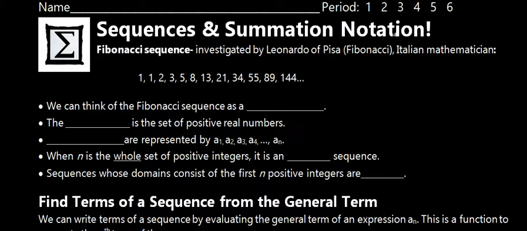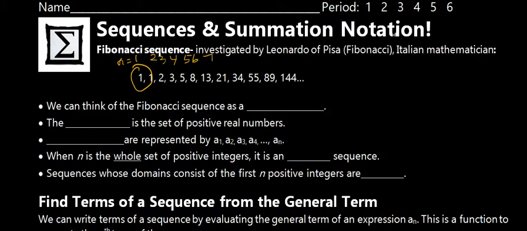Let's consider the Fibonacci sequence 1, 1, 2, 3, 5, 8, 13, and so on. This sequence was investigated by Leonardo of Pisa. He was an Italian mathematician who studied rabbits and their procreation and their pairing when starting out with an initial set of one pair. One thing that's really important in this sequence is the order and the placement of numbers.